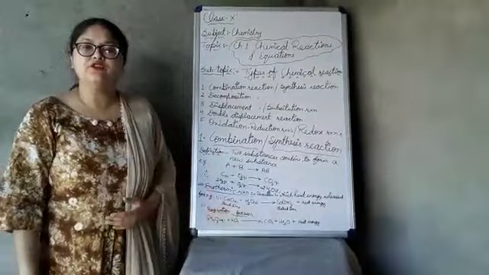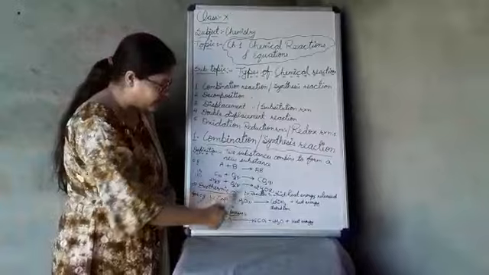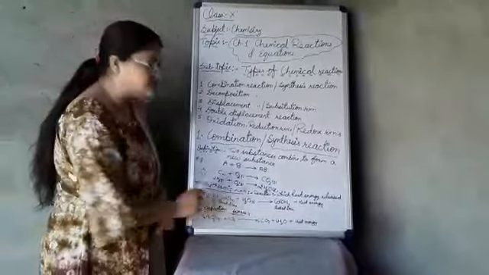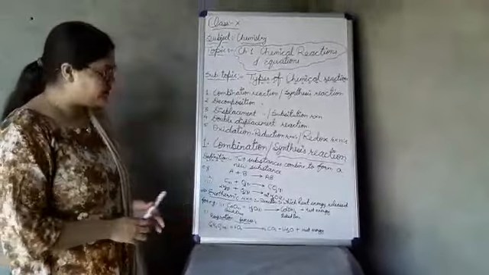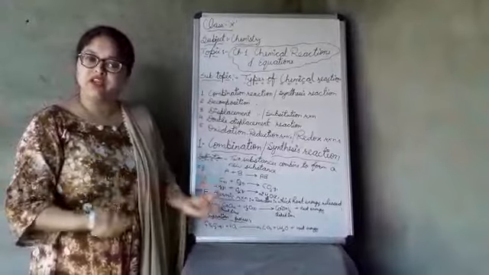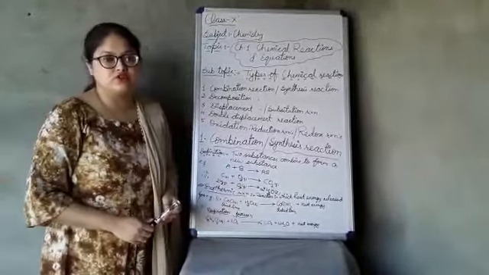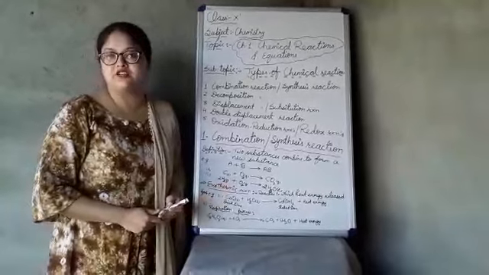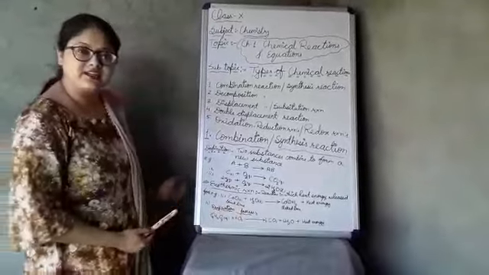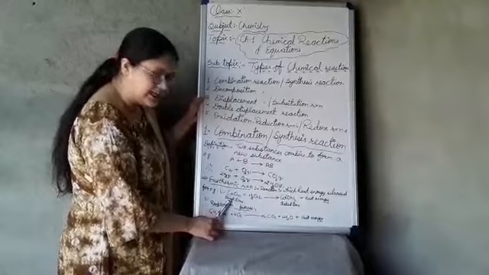So students, in some combination reactions a certain amount of heat energy is also liberated. If in a combination reaction heat energy is released, that type of reaction is also called an exothermic reaction. Here we will see some examples in which, when we combine two substances, some amount of heat energy is liberated, and that type of reaction is known as an exothermic reaction.